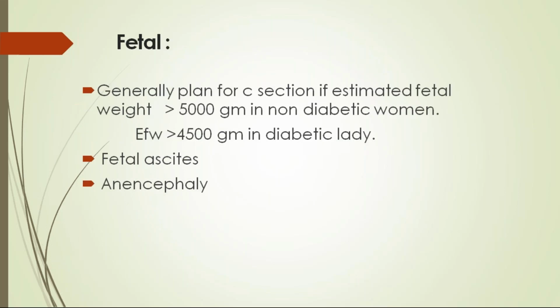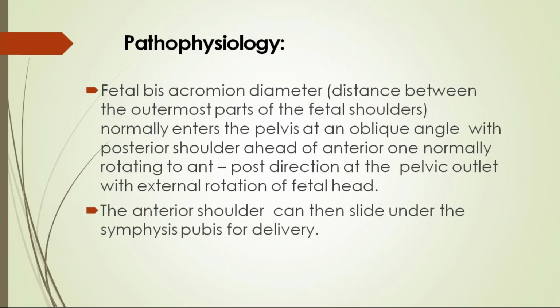Coming to fetal risk factors, generally plan for C-section if the estimated fetal weight is more than 5 kg in non-diabetic women, and in diabetic women, we should plan if the fetal weight is more than 4.5 kg. In case of fetal ascites, this is seen in hydrops and anencephaly, we should plan for elective cesarean section.